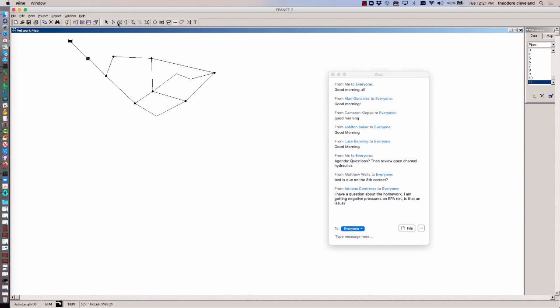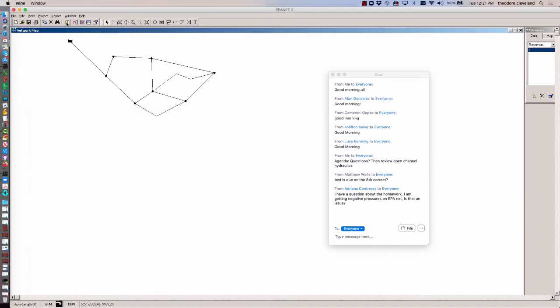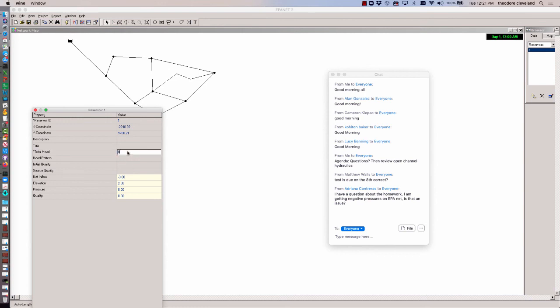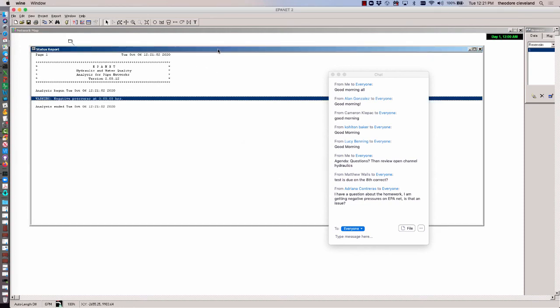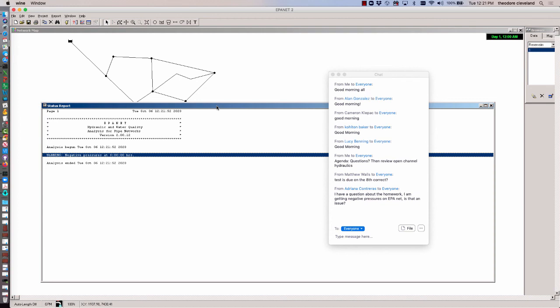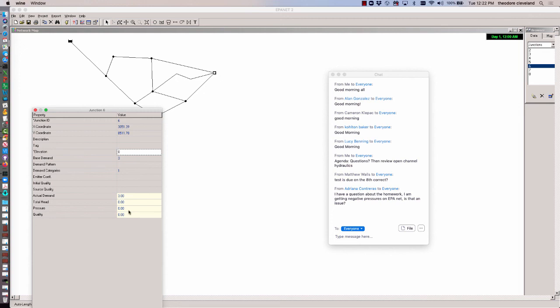That should be a good enough network. Let me go ahead and put a demand here. There we go. So it says negative pressures, and if we go look at each of the nodes, it doesn't report pressures when we get negative pressures.